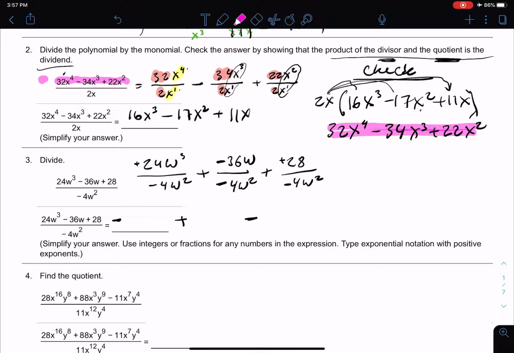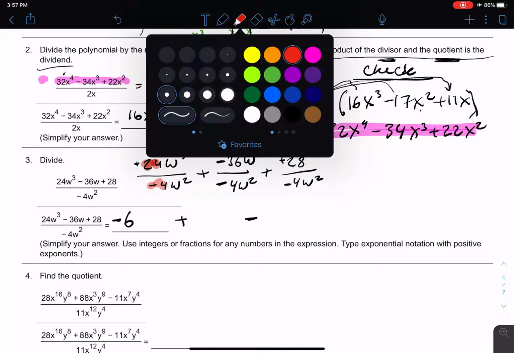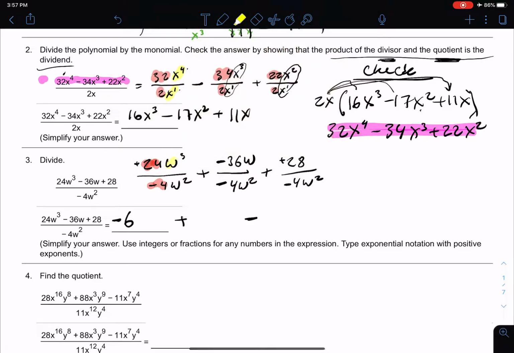Once again, it should work out okay when we look at the signs. Look at that. A positive 24 divided by a negative 4 gives us a negative 6. I'm going to go back to the color again. We have w cubed divided by w squared. So all we have to do is look at the exponents, and that would be 3 minus 2 gives me w to the first power.